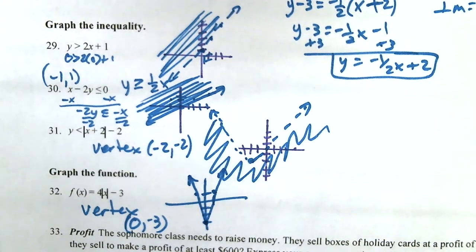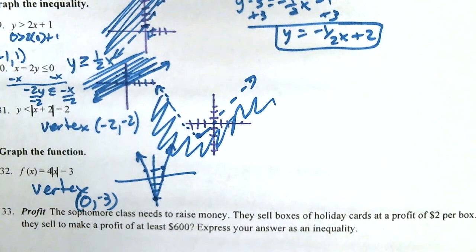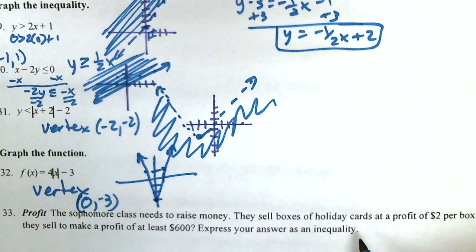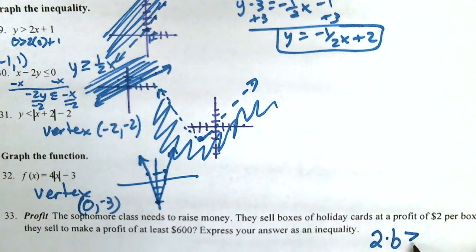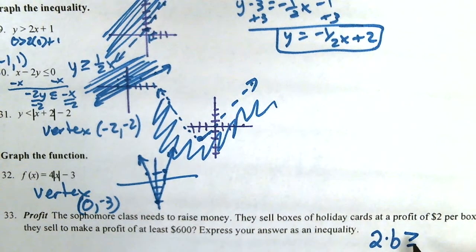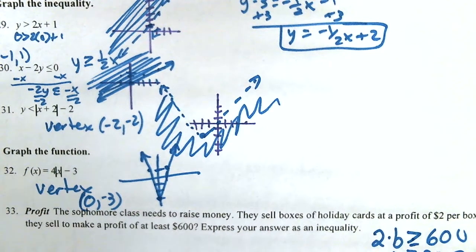Question number 33. The sophomore class needs to raise money. They sell boxes of holiday cards at a profit of $2 per box. So how many boxes must they sell to make a profit of at least $600? Well, our equation, if they make $2 times the number of boxes, and they want that to be greater than or equal to, because at least means greater than or equal to 600, they would need to sell at least 300 boxes of cards.